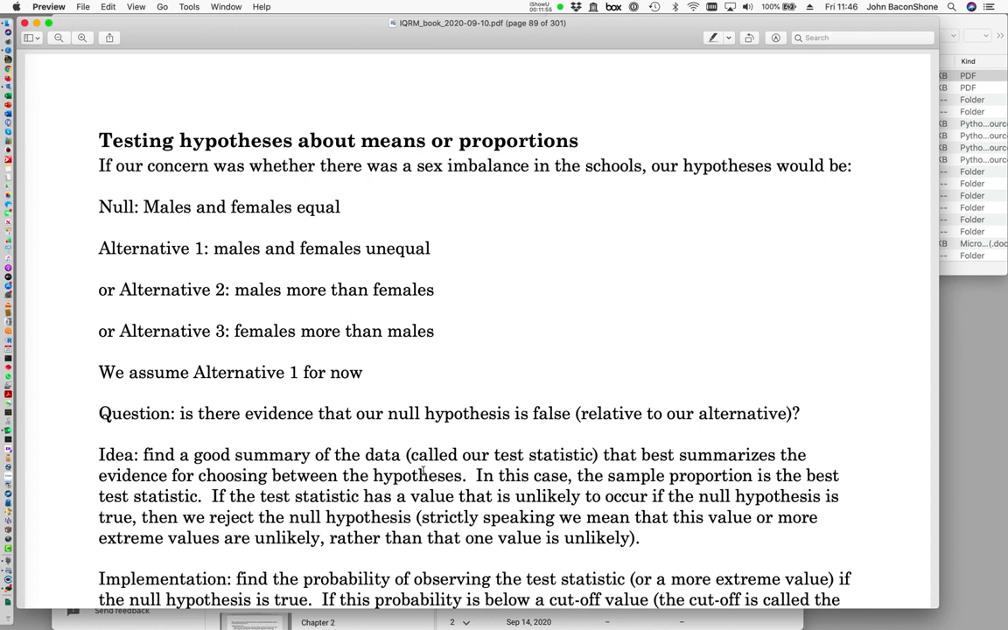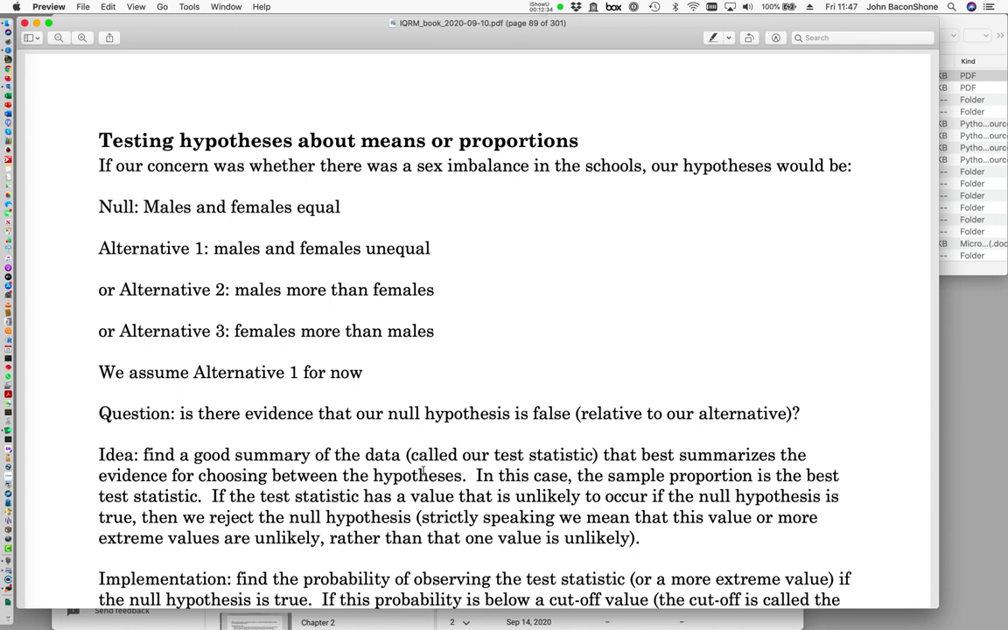So the fundamental idea is that we want to find a good summary of the data that best summarizes the evidence for choosing between the hypotheses. So this summary is called our test statistic. So in this case, we can prove that the sample proportion is the best test statistic. If the test statistic has a value that is unlikely to occur if the null hypothesis is true, then we will reject the null hypothesis.